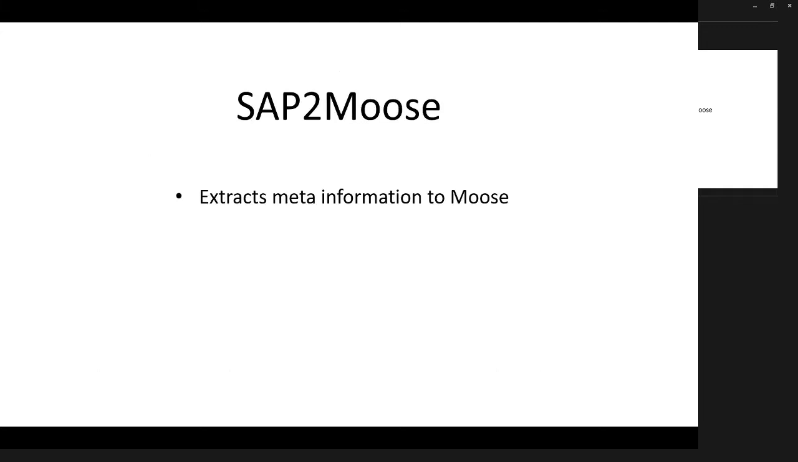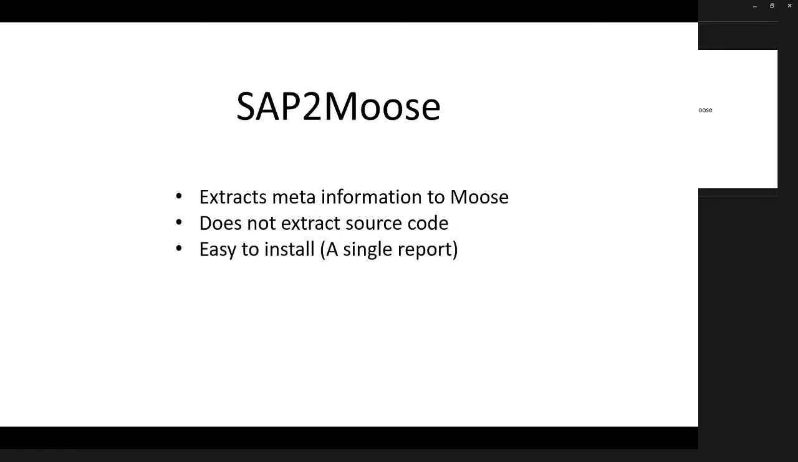So there are two open source tools. One is SAP to Muse. It extracts meta information to Muse. It does not extract source code. It's easy to install. It's just a single report. It's developed with many global classes, but when you go to a customer, you have just a simple file.